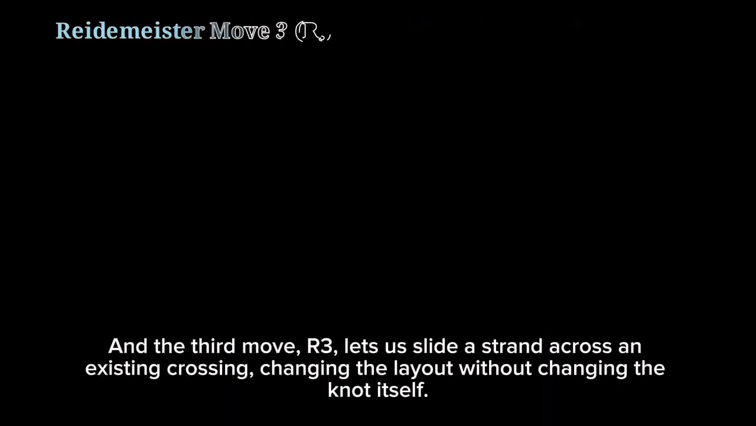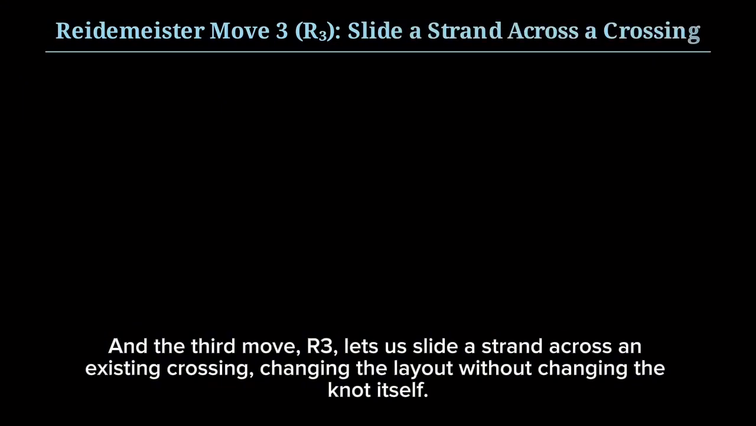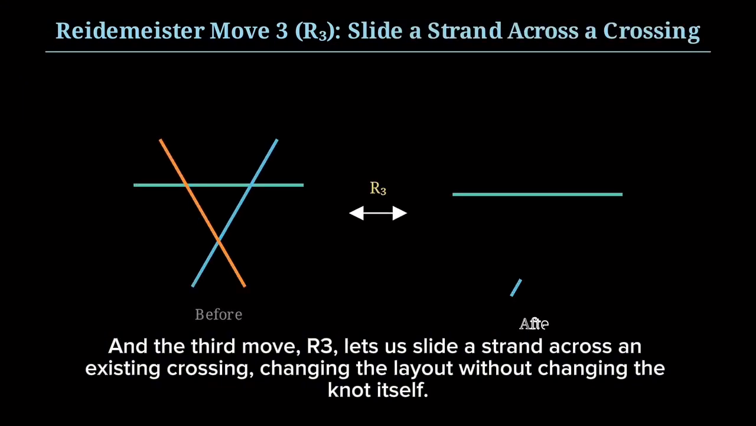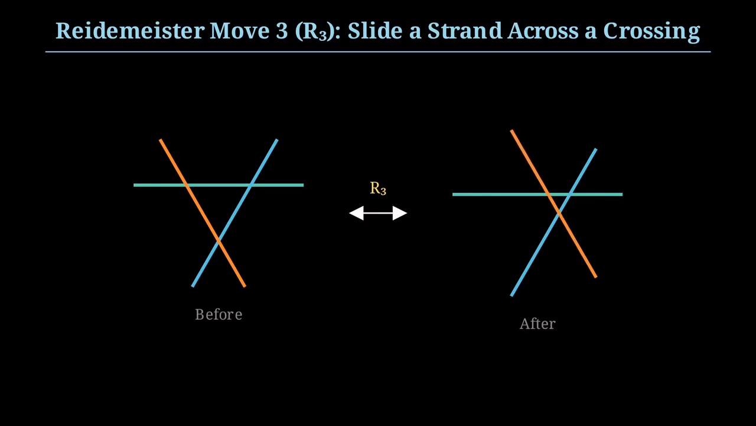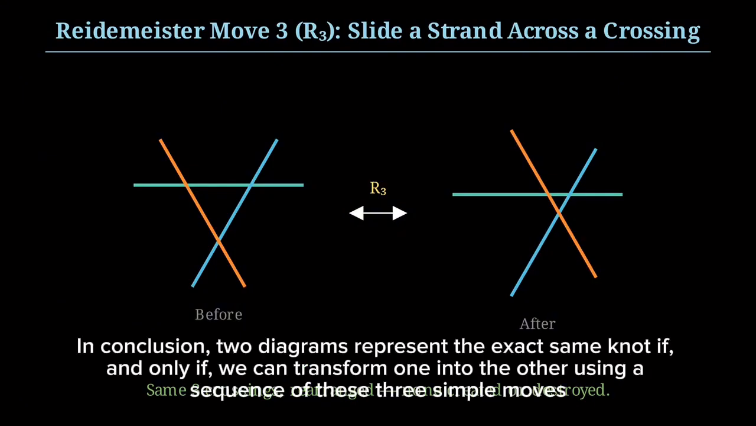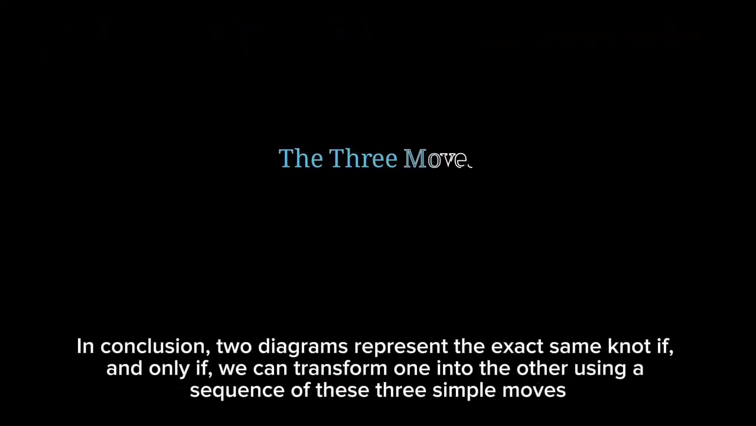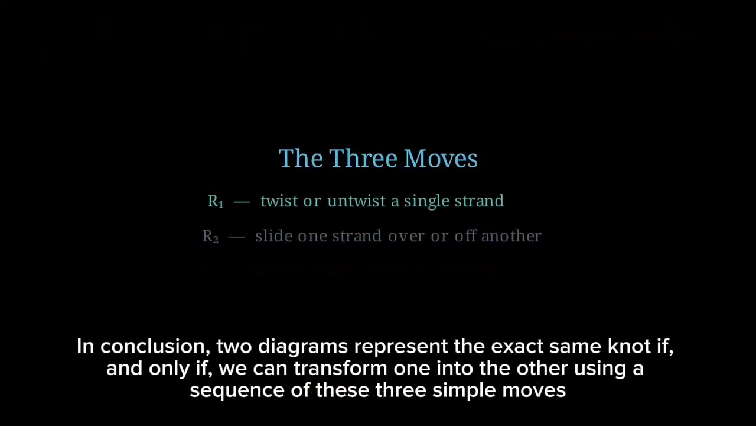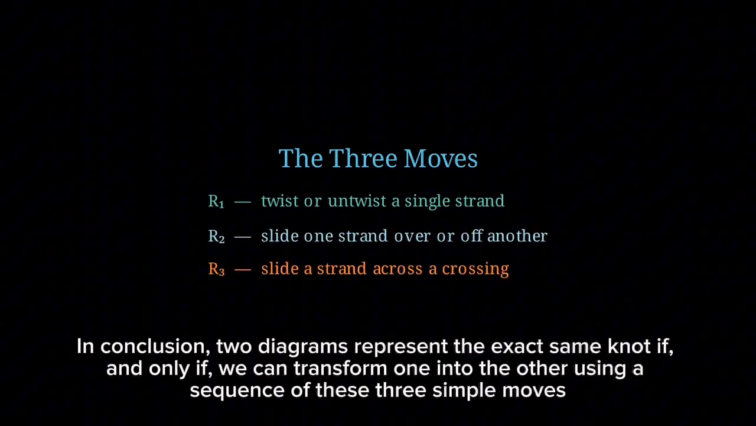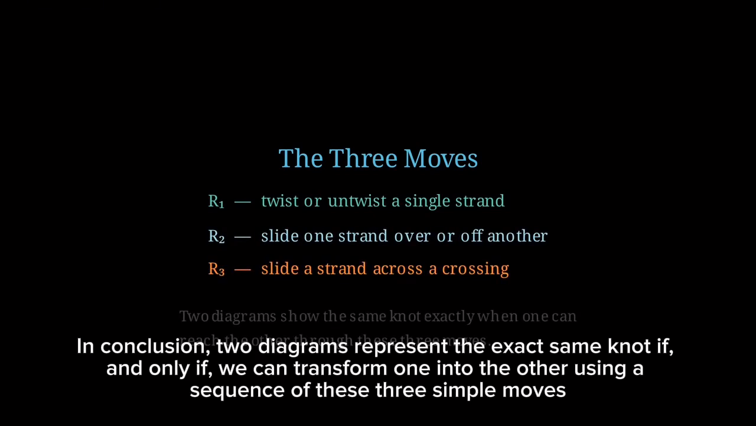And the third move, R3, lets us slide a strand across an existing crossing, changing the layout without changing the knot itself. In conclusion, 2 diagrams represent the exact same knot if and only if we can transform one into the other using a sequence of these 3 simple moves.